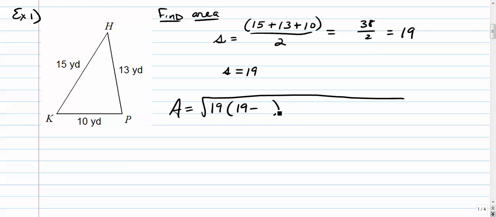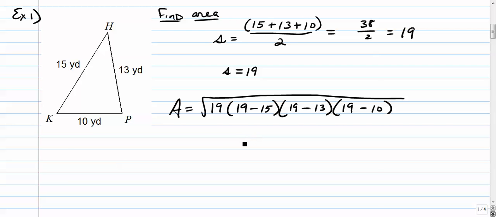Alright, Heron's formula tells us we need to use 19, and then we need to use it again, and then we need to use it again, and then we need to use it a fourth time, I should say. So this right here is going to be one of the sides. It doesn't matter which one. This will be the other, and this will be the last. So that's Heron's formula right there.